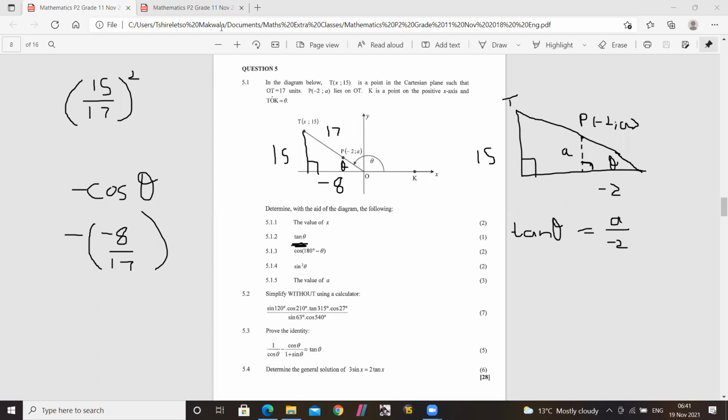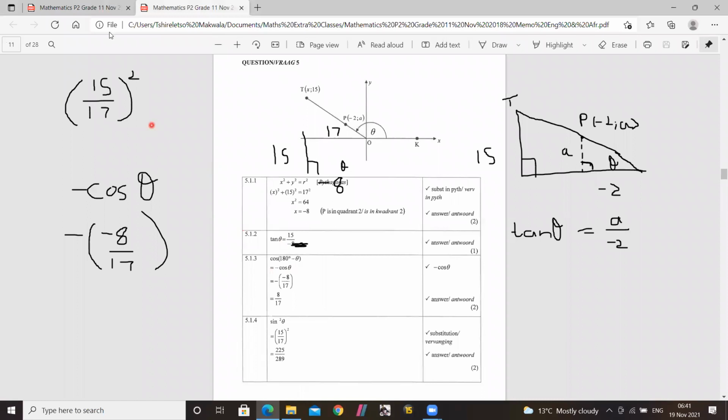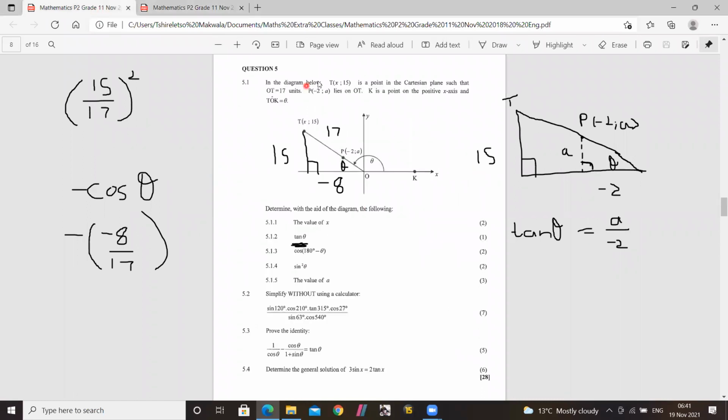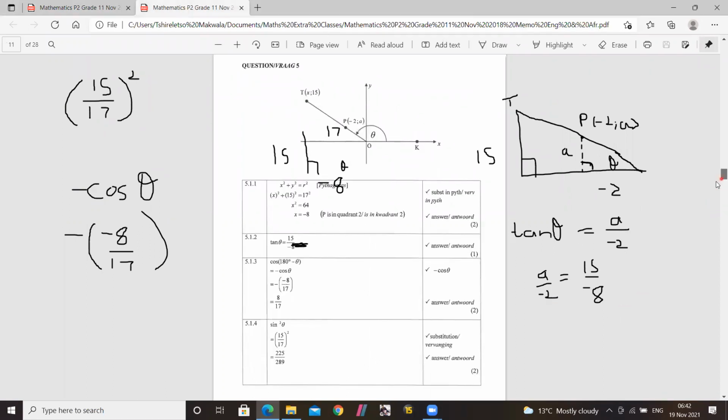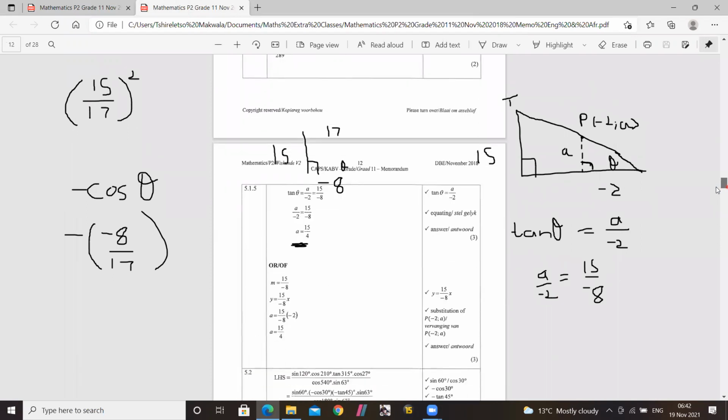The tan theta you got here was 15 over -8. So you are just going to say A over -2 is equal to 15 over -8. Yeah. Then from there, normal algebra to calculate A. So you'll multiply on both sides by -2. Then you'll get your answer for A.